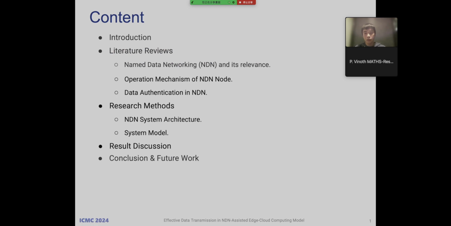Okay, so in this presentation, we'll go through several sections, starting with an introduction, and we'll discuss the current challenges in internet data transmission and how our proposed model addresses this issue. We'll explore named data networking and its significance, followed by the operational mechanism and data authentication methods in NDN. Then our research methodology encompassing the NDN system architecture and the model we developed. This discussion will then lead us to the results and their implications. Finally, we'll conclude with our findings and look ahead at the future work in this domain.